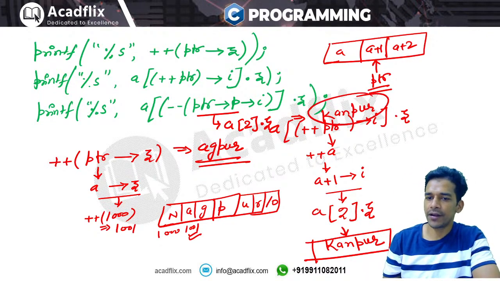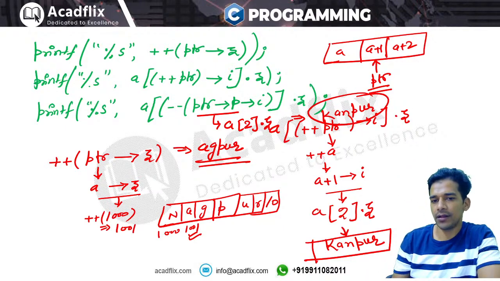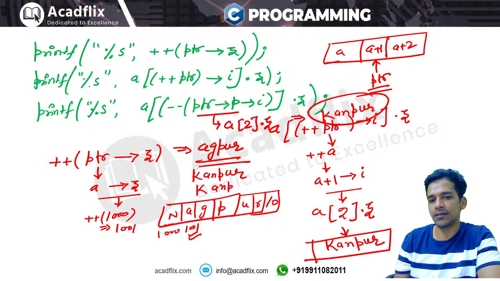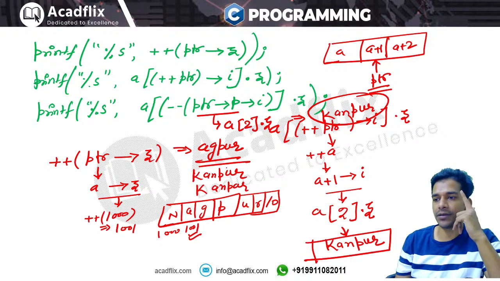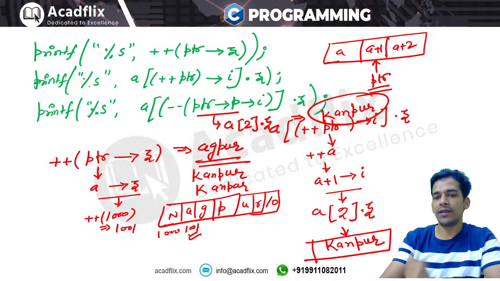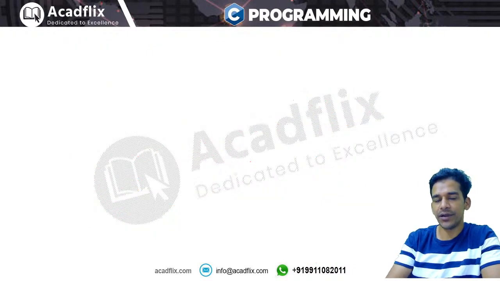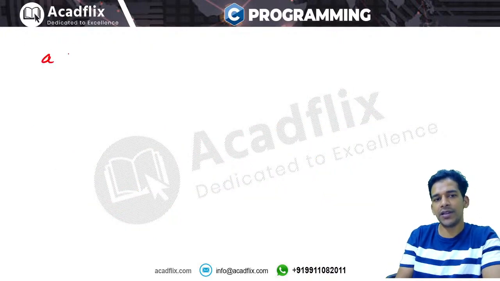So it will print again Kanpur. So the answer will be Agpur, Kanpur and Kanpur. How many people got the right answer? No one. I think most of the people are having the problem in the third statement, the third printf statement. Okay, let me explain the third printf statement. The third printf statement is like this.